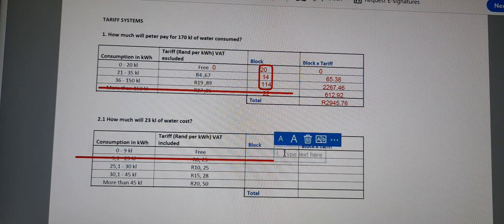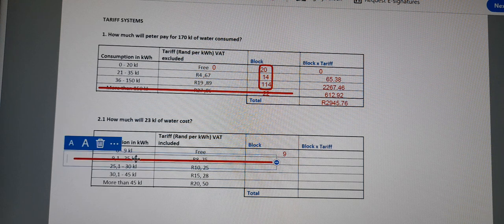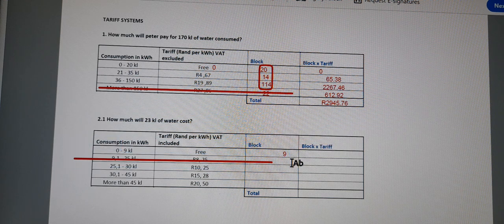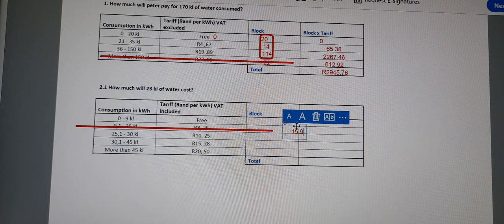Okay, so here it's gonna be 9 because it's 9 minus 0. Here, what is this number? 9.1, 25 minus 9.1. So I will have 25 minus 9.1, and my answer will be 15.9. So I will write my 15.9. Remember, I will stop here as per my consumption.